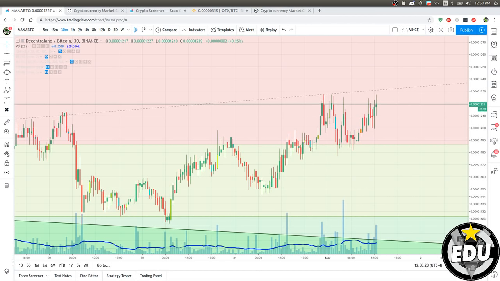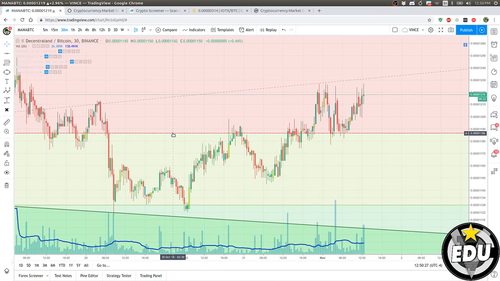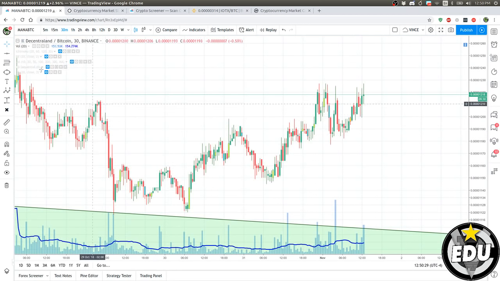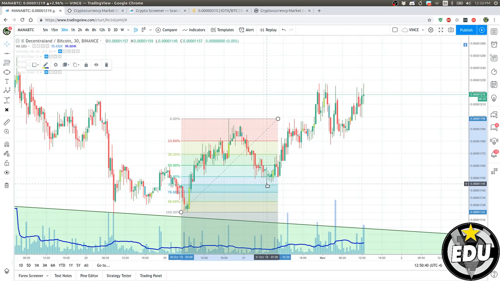If you can see on those two waves, that first one looks like a 70-70 retracement. Oh, this is Mana. Yeah, it's between 70 and 70. Oh no, 70-70. Perfect.